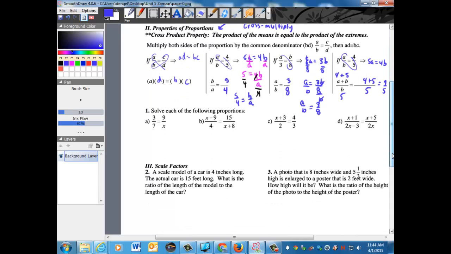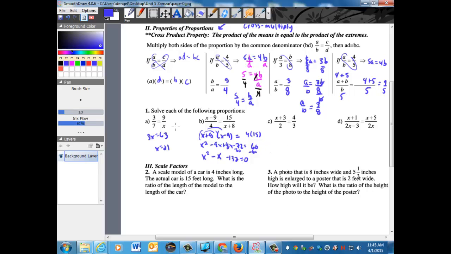All right, more algebra review. We're going to cross multiply. 3x equals 63, x equals 21. This problem is not so easy to solve. We get x plus 8 times x minus 9. That's setting up a FOIL, and then 4 times 15. So when we FOIL, we get x squared minus 9x plus 8x minus 72 equals 60. We combine like terms, x squared minus x minus 60 on both sides, minus 132 is equal to 0.